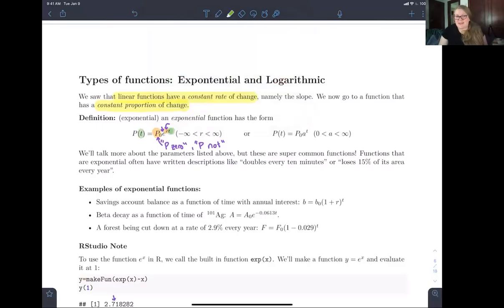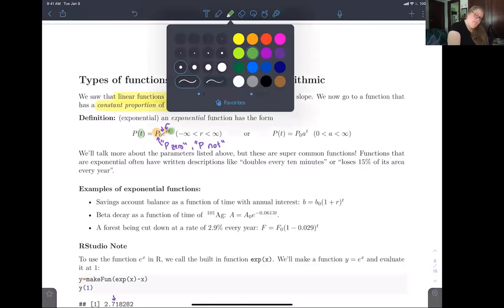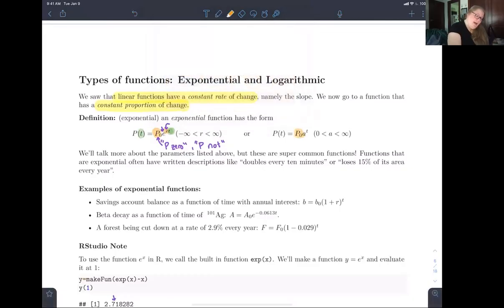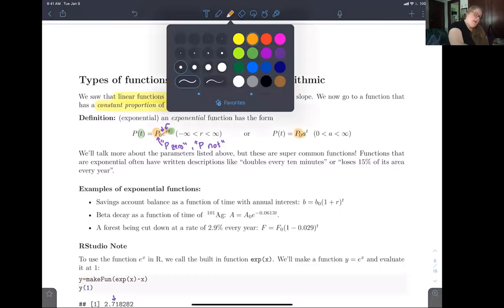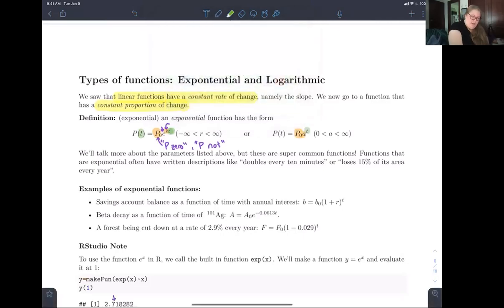So there's a lot of letters in there, but we have two parameters, P naught and R, which will be set in the function. Think of them like how we have slope and y-intercept. That's kind of like this. And we have one variable, which is T. On the other side, we still have our two parameters, but they look a little different. P naught and A are how we're going to bend the function around. And our variable is still T, which we see in here.